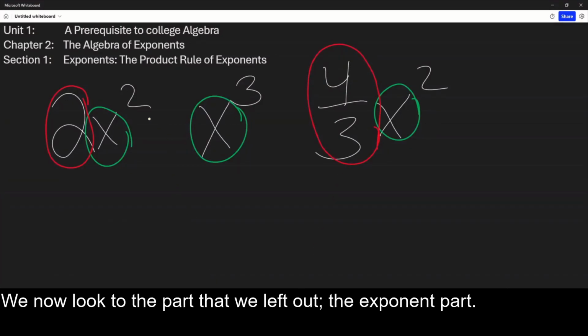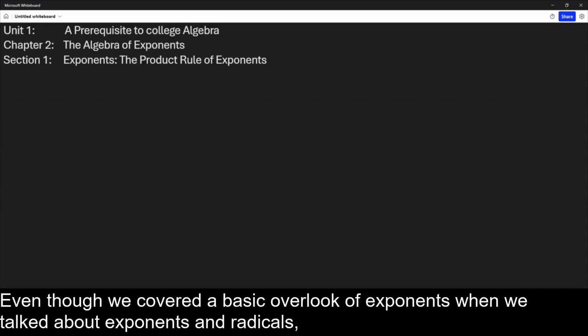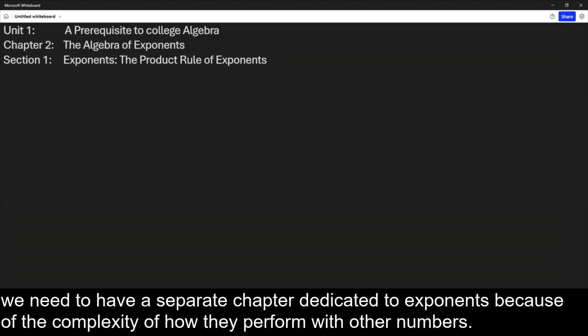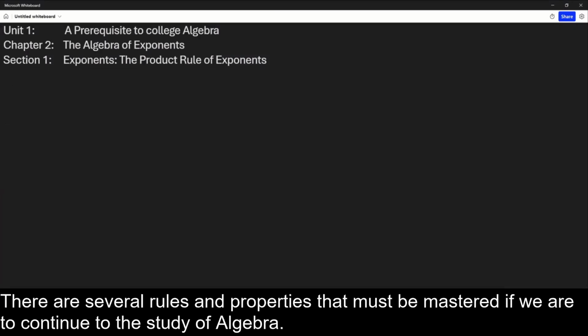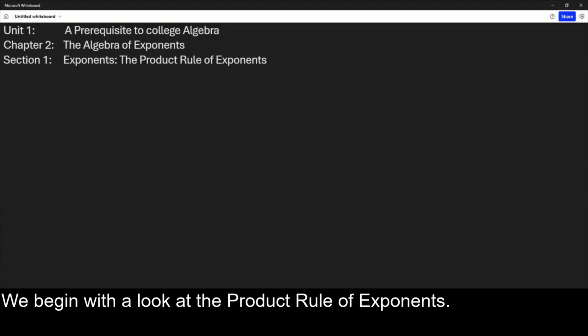We now look to the part that we left out, the exponent part. Even though we covered a basic look at exponents when we talked about exponents and radicals, we need to have a separate chapter dedicated to exponents because of the complexity of how they perform with other numbers. There are several rules and properties that must be mastered if we are to continue to the study of algebra. We begin with a look at the product rule of exponents.